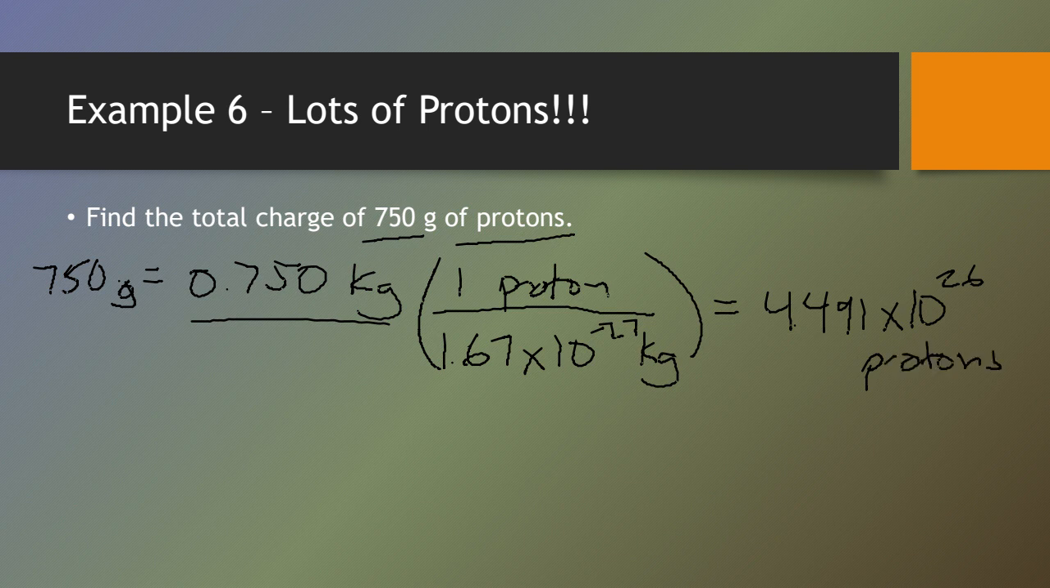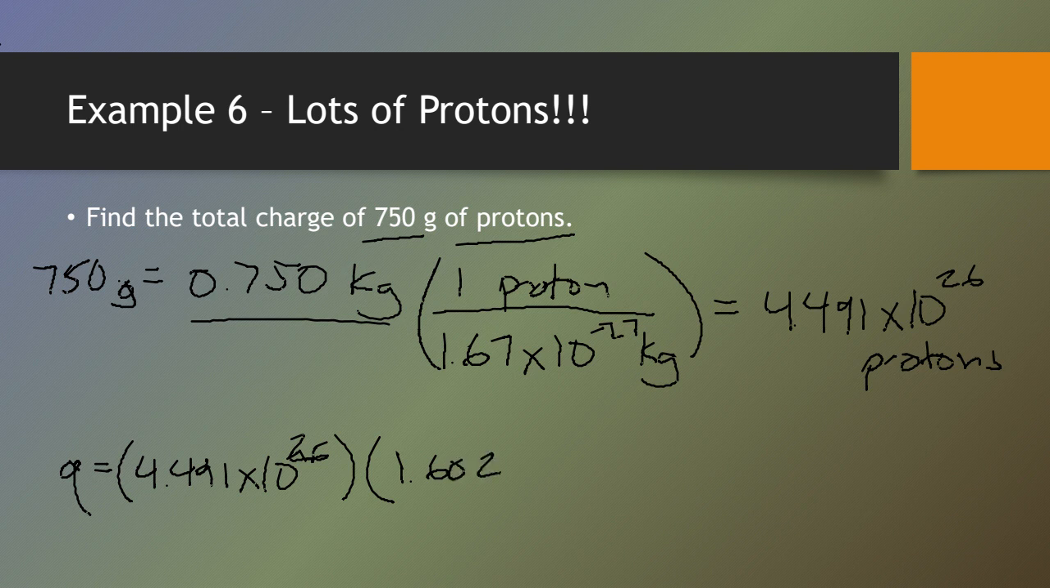To figure out the total charge, we're just going to multiply the number of protons, 4.491 times 10 to the 26th, times 2, times the charge of a proton, 1.602 times 10 to the minus 19.